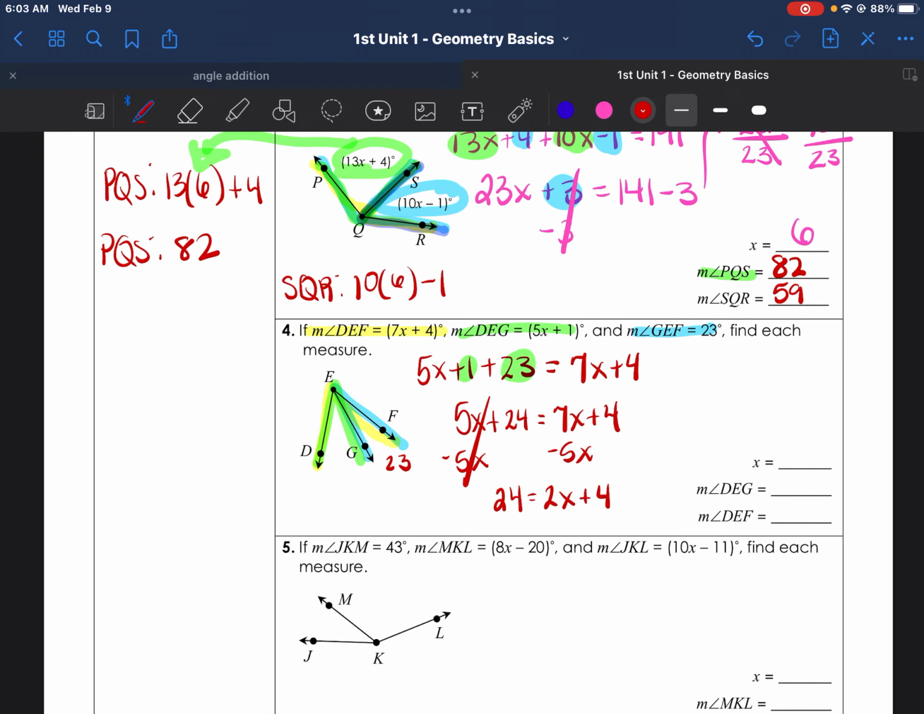Now you're going to subtract 4 because, like I just said, your numbers have to go on the left while your x's are on the right. So I'm going to draw it up here. You're going to have 20 is equal to 2x. Okay, scholars, we already know that's 10. There wasn't really any need to waste our time on that part. So let's go ahead and plug it into these two equations, DEG and DEF.